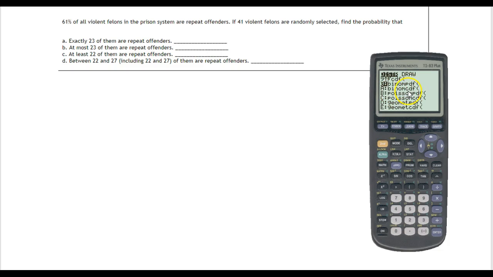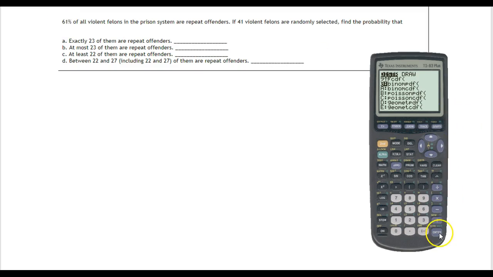This one is a cumulative, and if we want an exact probability, so for this one, if it's exactly 23, we're going to use the PDF distribution. And then for the others, we're actually going to use the CDF because it's cumulative, and that's where we add the probabilities together. So for the first one, since we're looking for the probability of exactly 23, and they either are or aren't, we were given the probability here, or actually a percentage, so the probability would be 0.61.